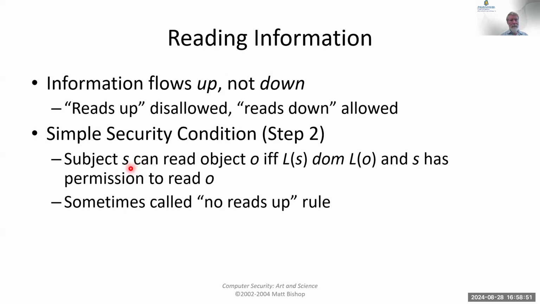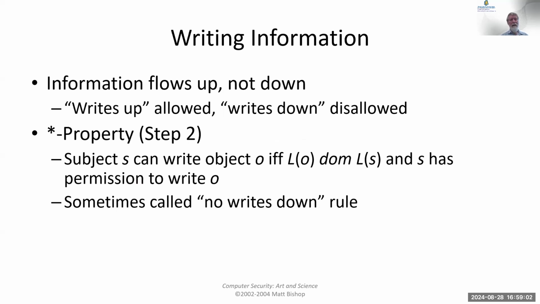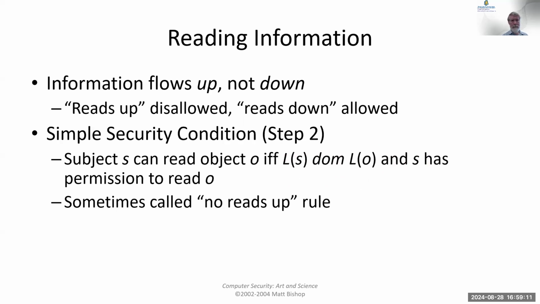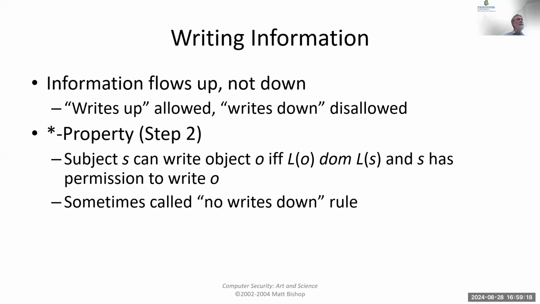So again, a subject dominates an object if and only if the level of that subject dominates the object's level, and the categories match. There's no read up. Same thing with writing, but it's backwards. In order to read, the level of the subject has to dominate the object. In order to write, the level of the object has to dominate the subject. Got it? And of course, that dominate relationship was displayed.